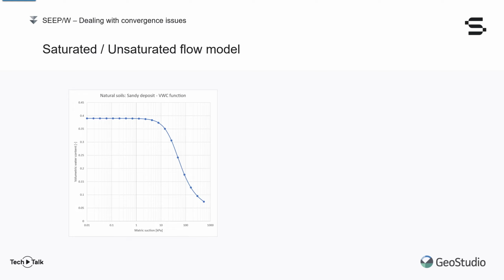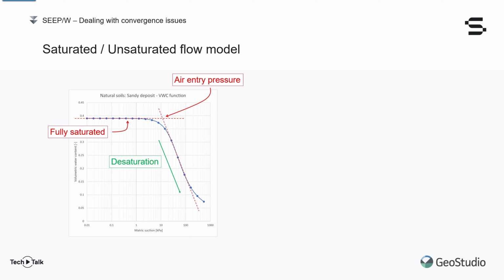The left side of the plot represents the fully saturated conditions towards the lowest suction values. In this case, the saturated volumetric water content is 39%, meaning that at saturation, 39% of the soil's volume is occupied by water. As matrix suction increases, the soil initially remains saturated, up to a point called the air entry pressure, where the desaturation will begin. As matrix suction continues to increase, the desaturation will progress.